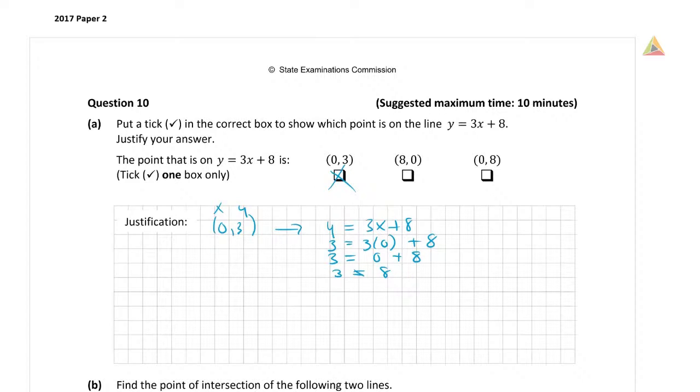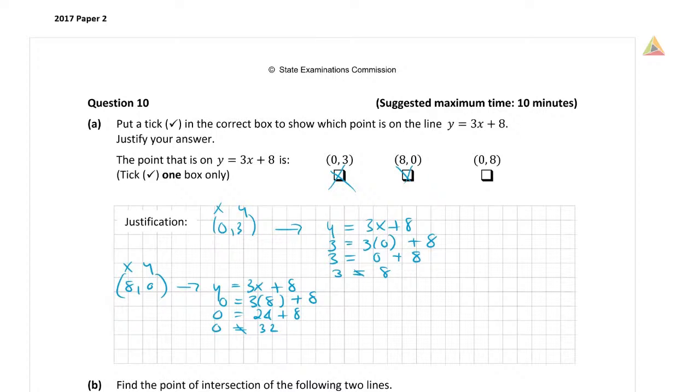Let's check 8 and 0. So we've 8 and we've 0. That's x, that's y. So let's plug that in. y is equal to 3x plus 8. So y in this case is going to be 0 is equal to 3 by 8 plus 8. So 0 is equal to 24 plus 8. 0 does not equal 32, so it's not that one.